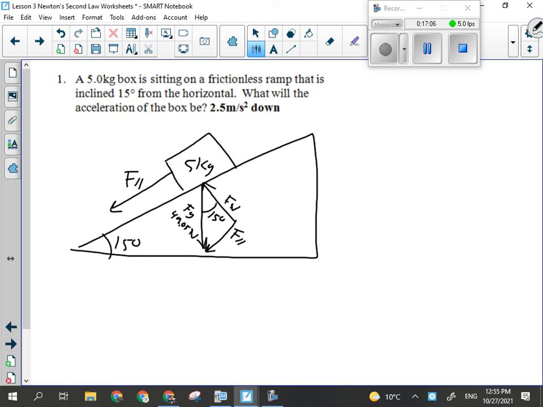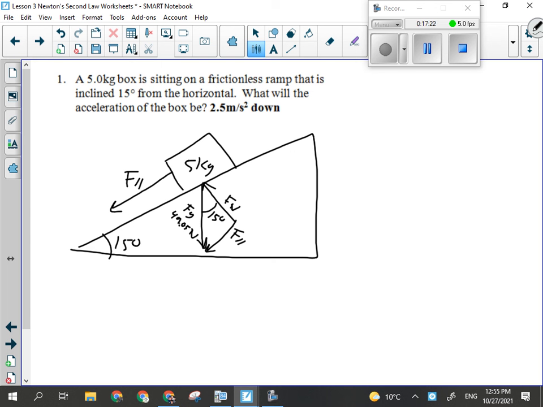Okay, everybody okay with that? Because I often see as a mistake people putting Fg in when they're doing sum of all forces. You've already taken Fg into account when you calculated F parallel. All the other forces that are going to be involved are going to act parallel to the plane.